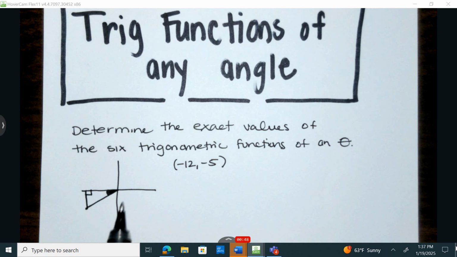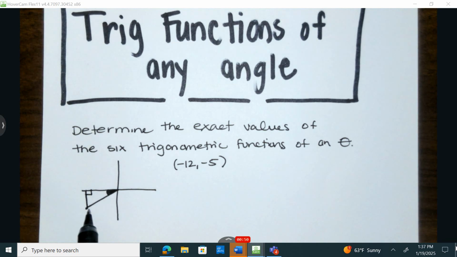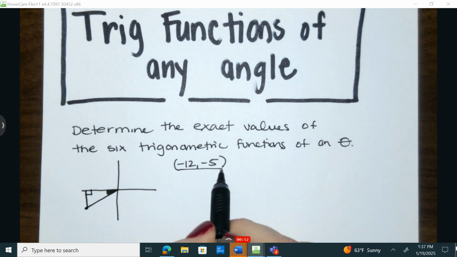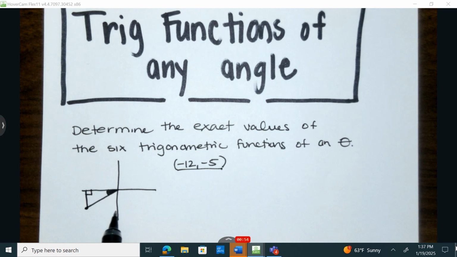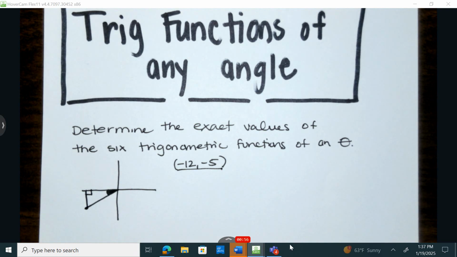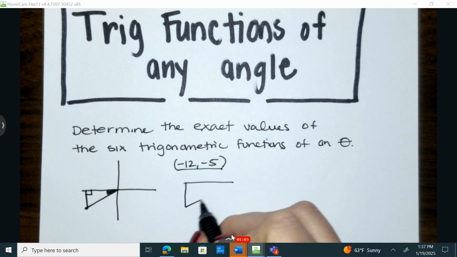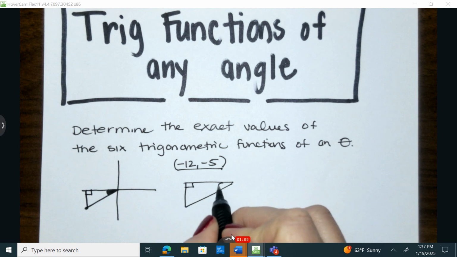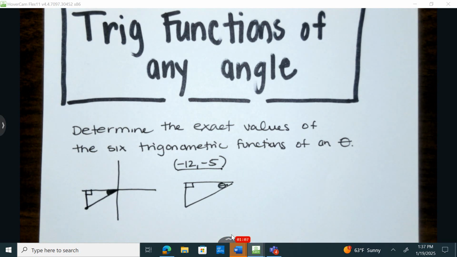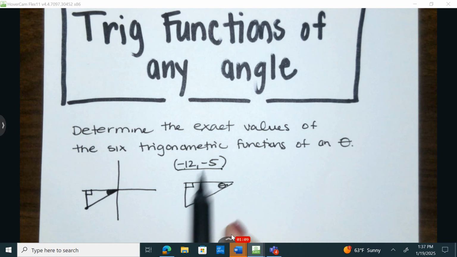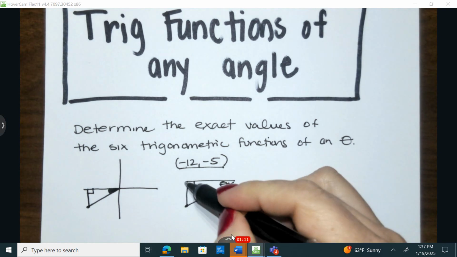A common mistake I often see students make is, once they've found this particular point, they sometimes go back to the y-axis. We're always going to rotate back to the x-axis. So I'm going to start by drawing this triangle that I just created, and this is going to be my angle. Now we're going to use this ordered pair in order to identify these lengths.